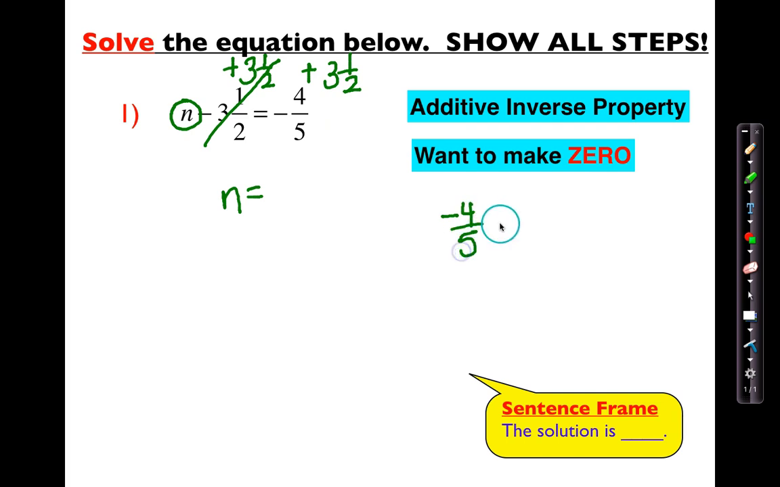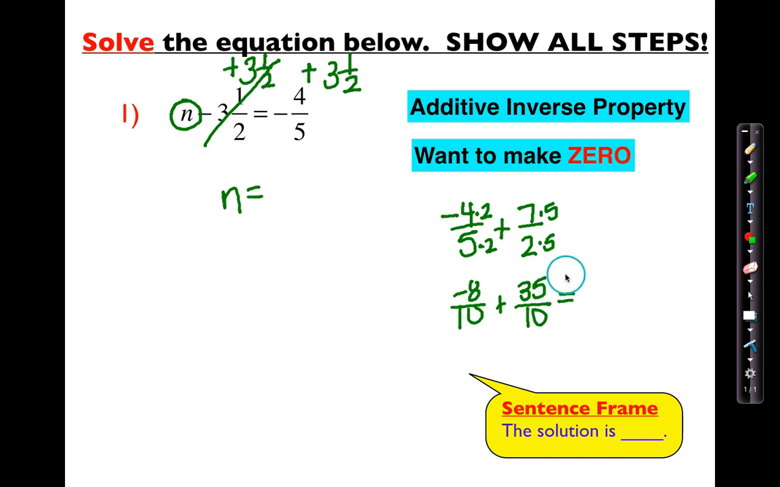So negative 4/5 plus, I'm going to go ahead and change this to an improper fraction right now. 2 times 3 is 6 plus 1 is 7, so we have 7/2. 10 is going to be our lowest common denominator. We're going to say 5 times 2 makes a 10, so that's going to be negative 8. Plus 2 times 5 gives me a 10, that's going to be 35.